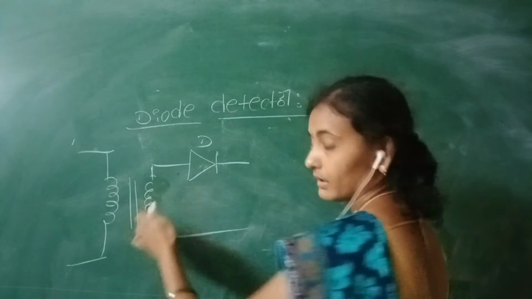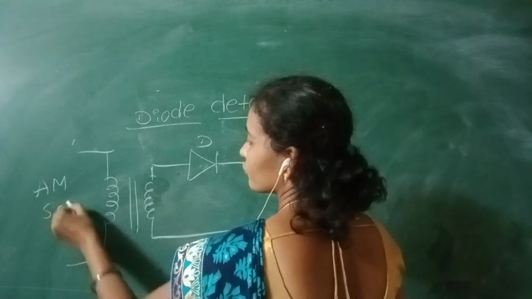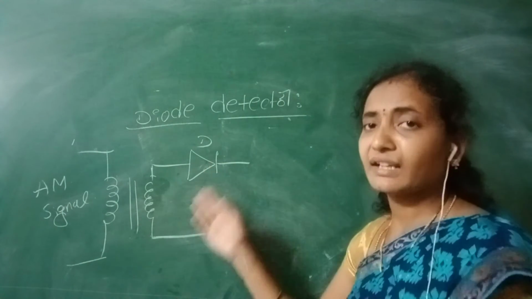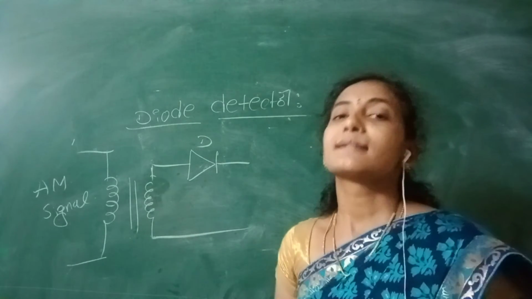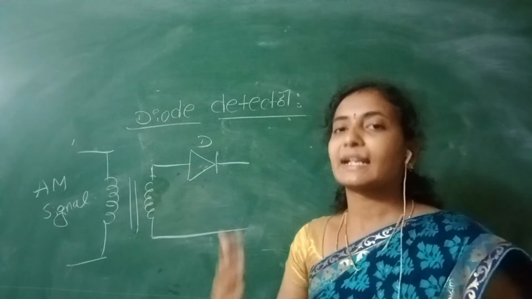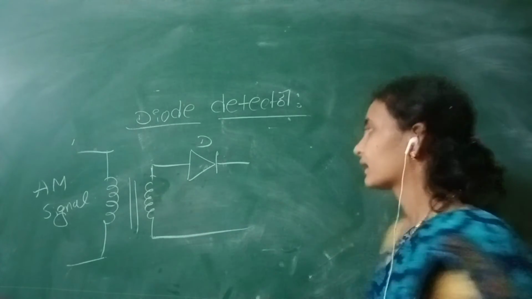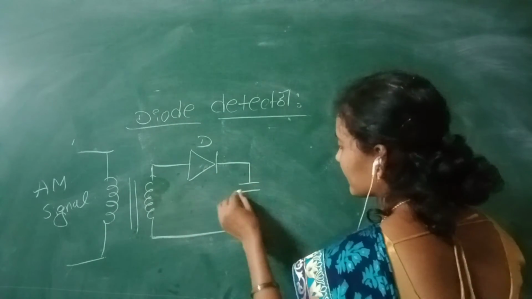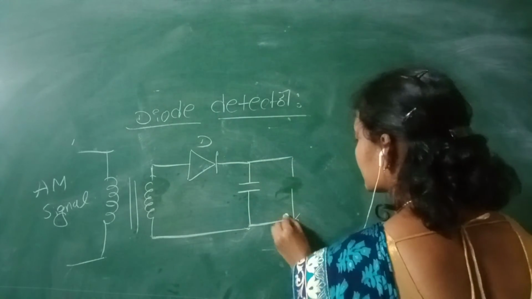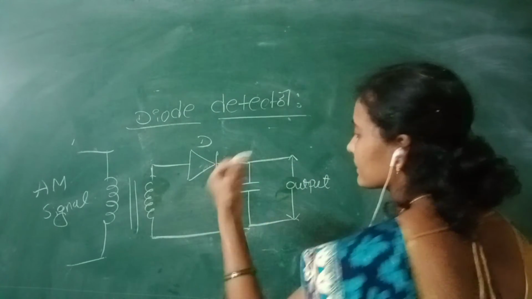At this transformer, the amplitude modulation AM signal is the input of the diode, because the diode detector is used to separate the message signal from the amplitude modulation signal. That's why we give the AM signal as the input to the diode. Here we also use one capacitor, and this is the output. This is the diode D and this is the capacitor C.